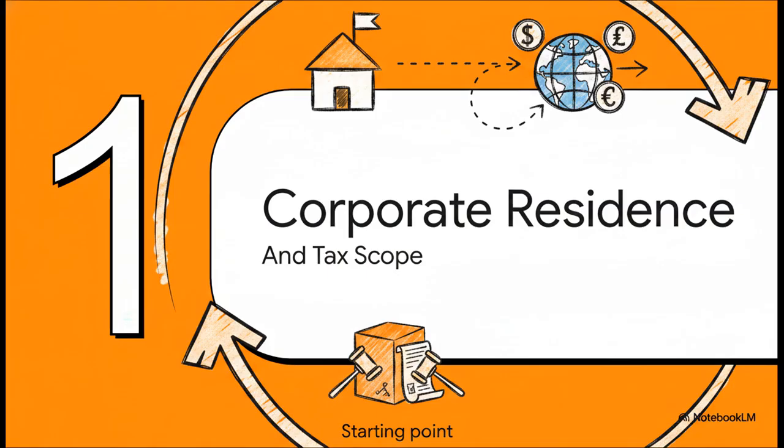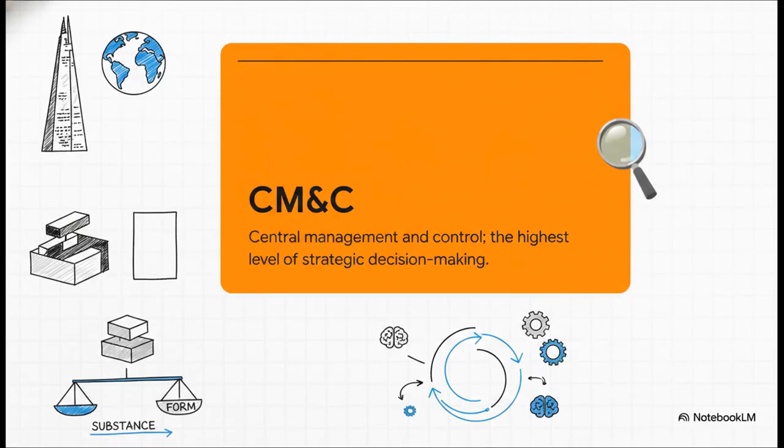Right. Section 1. Corporate residence and tax scope. Remember, before a single tax calculation can even begin, we absolutely must establish our legal foundation. Residence is the starting point for every international tax question. So there are 2 tests for UK residence. The first one is super simple. Incorporation. If a company is registered at Companies House, boom, it's UK resident.